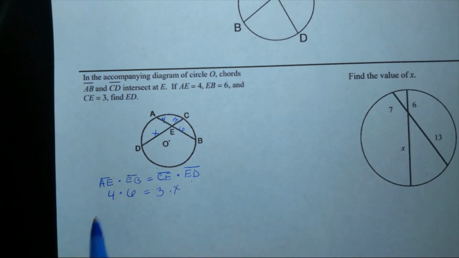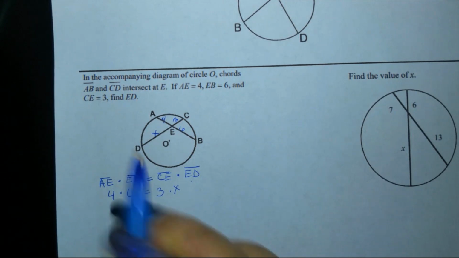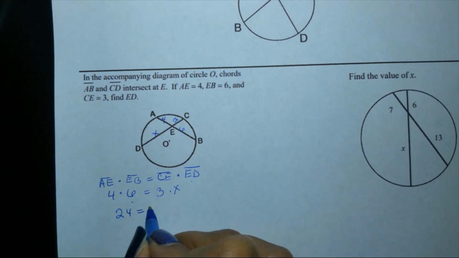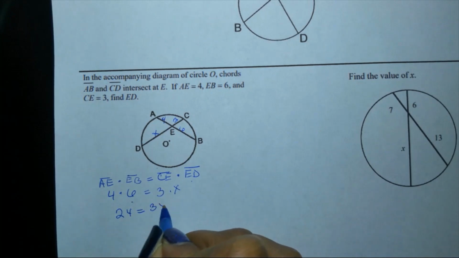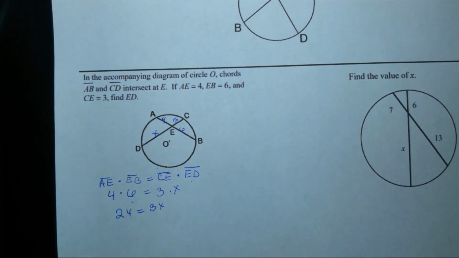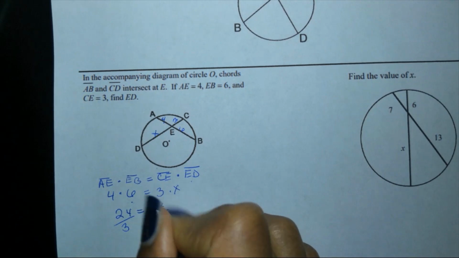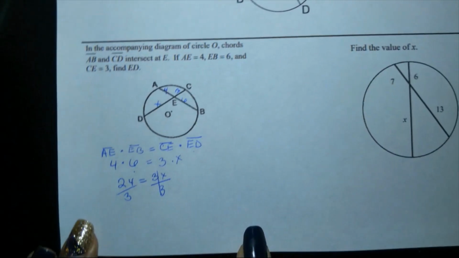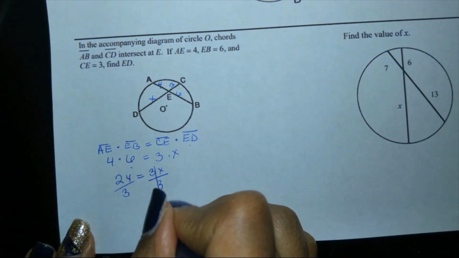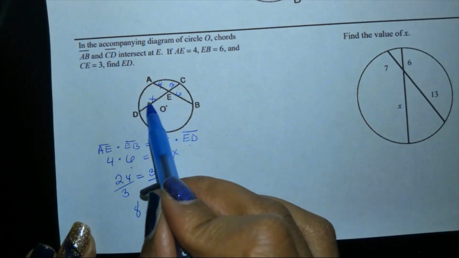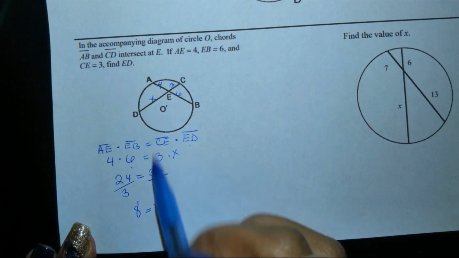Okay, so go ahead and multiply this, and when you do so, you're going to come up with 24. And that's going to be set equal to 3 times X, which is just 3X. To get X by itself, all we have to do is divide. That cancels out, and we know that X is going to be equal to 8. So, since this is equal to 8, we have our answer.